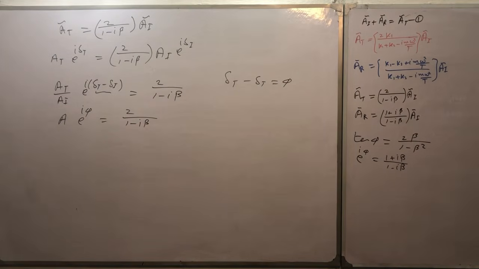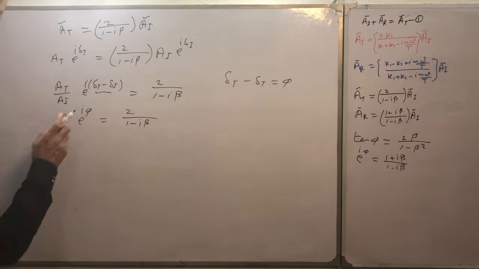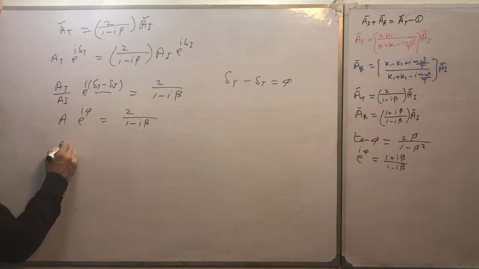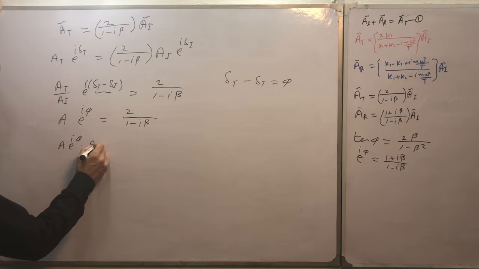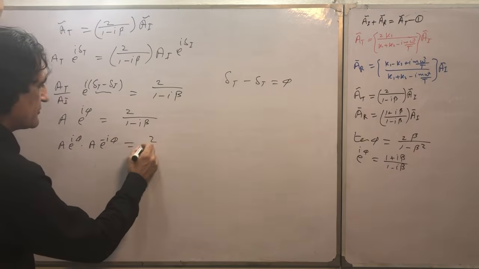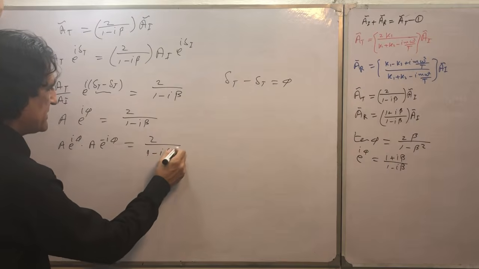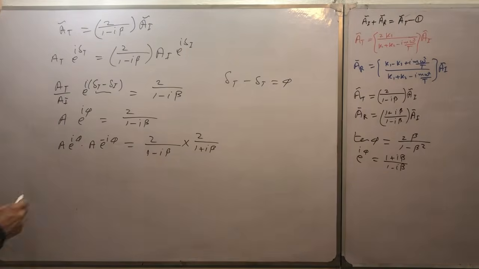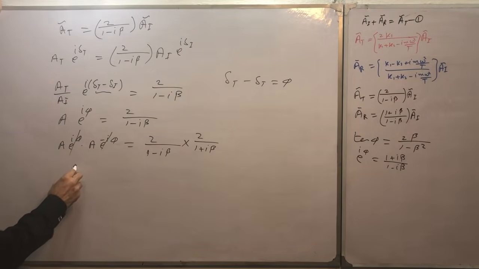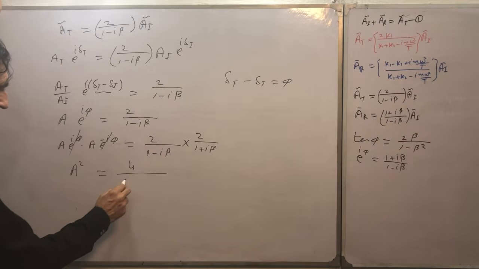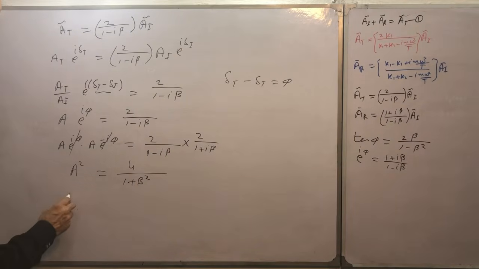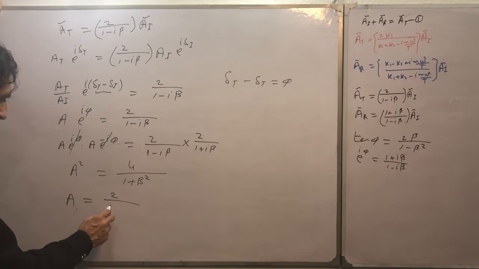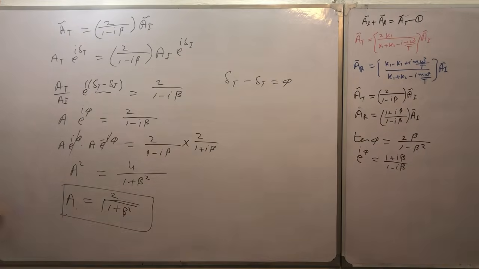And if I want to find the value of A, then I multiply this by its conjugate. Then A e^{iφ} times A e^{-iφ} is equal to 2/(1 − iβ) times 2/(1 + iβ). Then this will cancel out. A squared is equal to 4/(1 + β²), and A will be equal to 2 divided by the square root of 1 plus β squared. So this is the value of A.